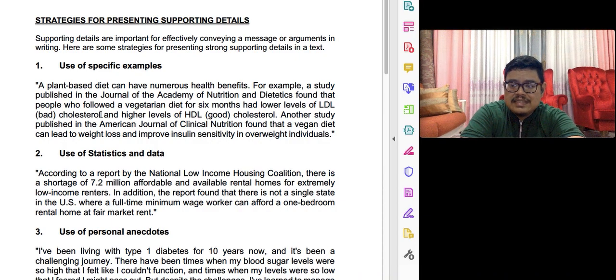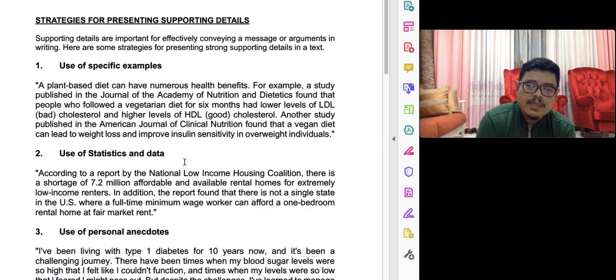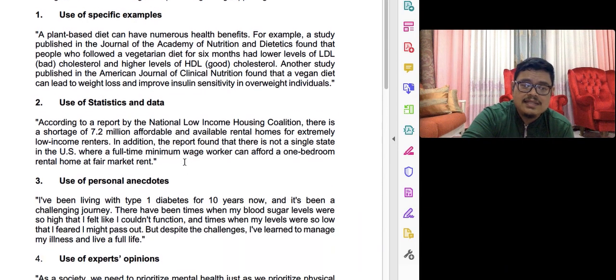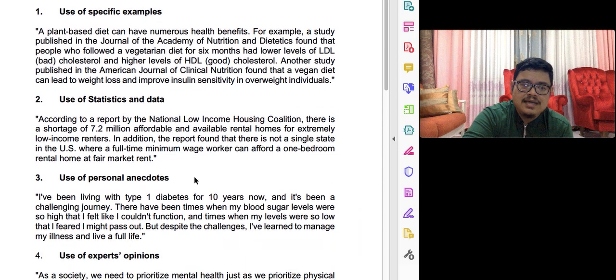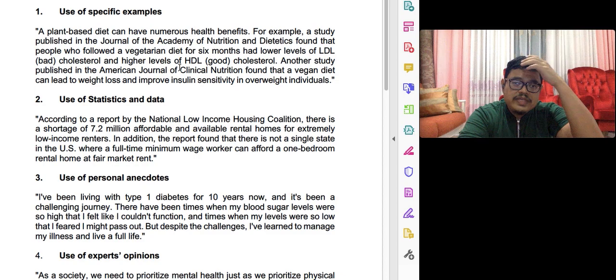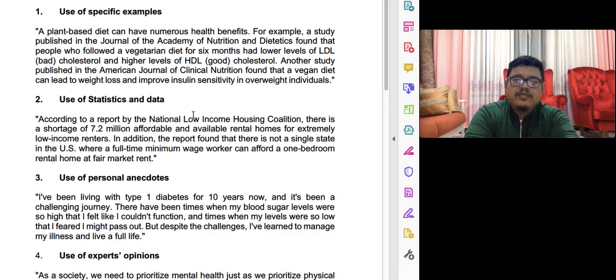Okay, so these are the types of evidence that are usually used by authors. The first one is specific examples. Specific examples can come from journal articles, from a study, from another research, right? Next is the use of statistics and data. Statistics and data and specific examples from a research would be a very strong type of evidence, right?